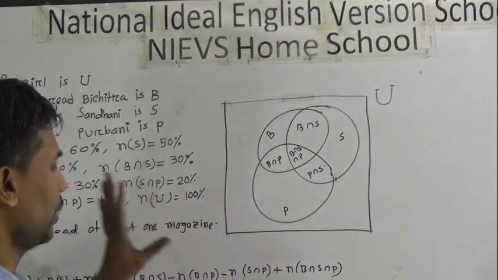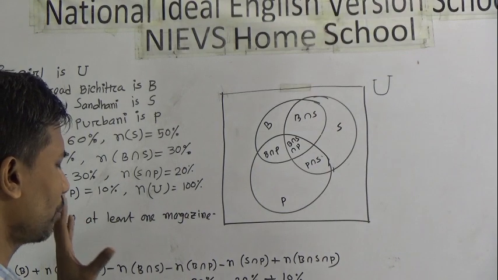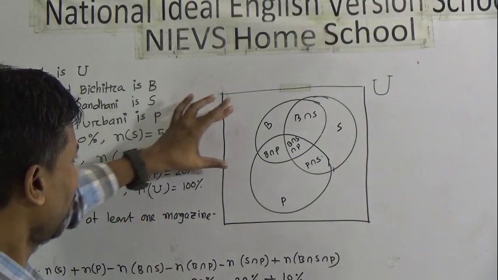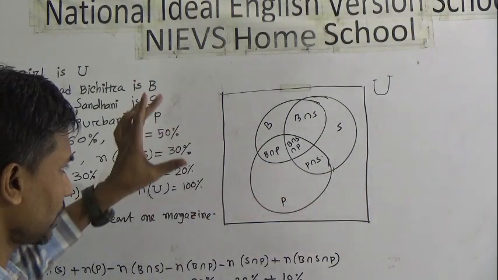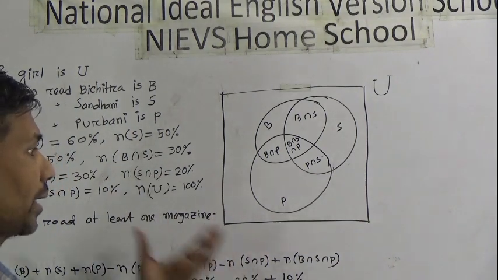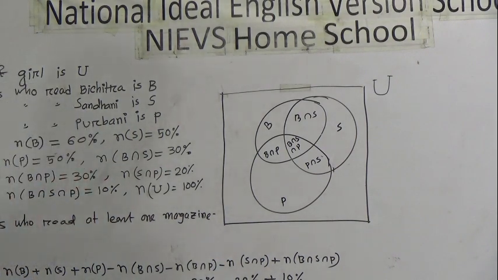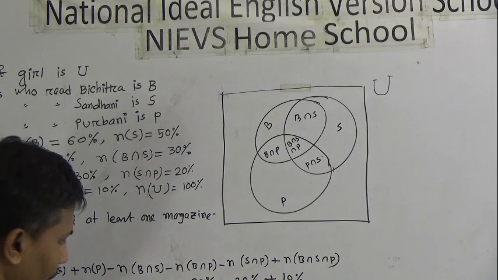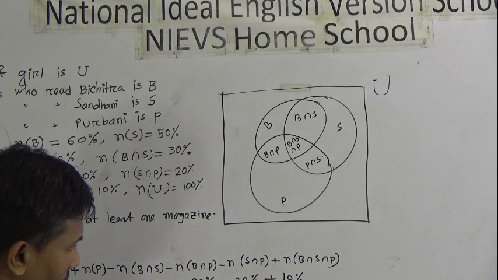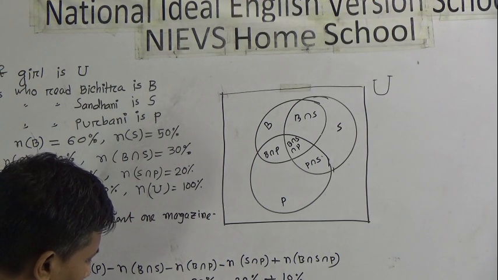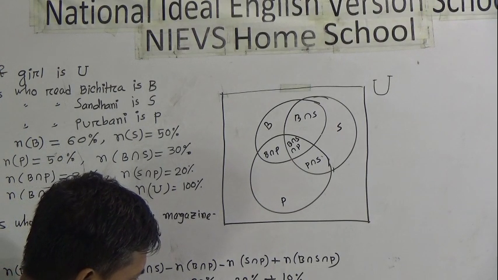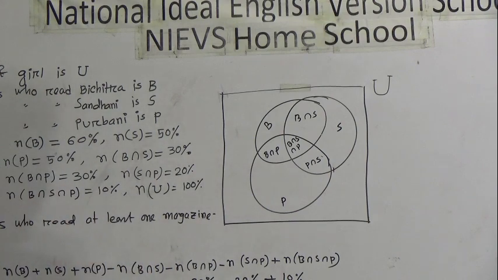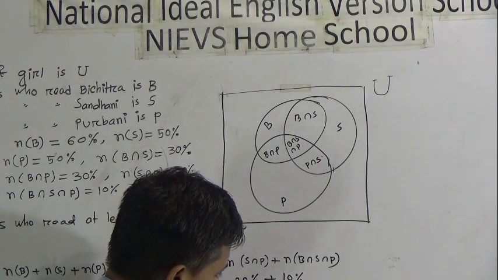Number of B union S union P complement. This means the white portion. This is the white portion. The white portion represents the girls who do not read any of the three magazines. Okay. Now we can write the number of B union S union P complement is equal to number of universal set minus number of B union S union P.